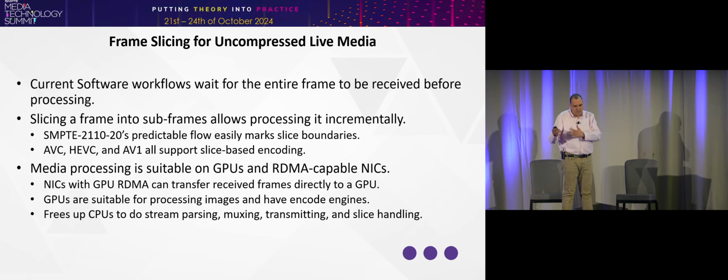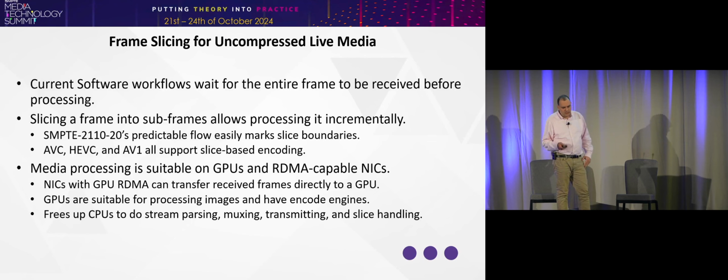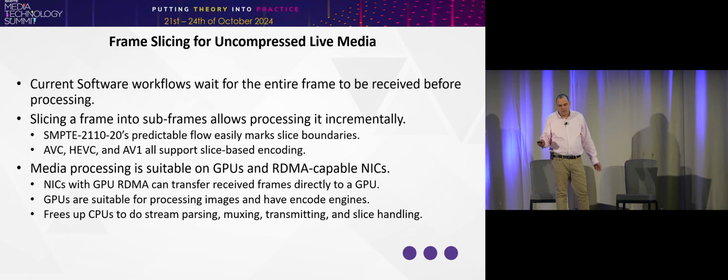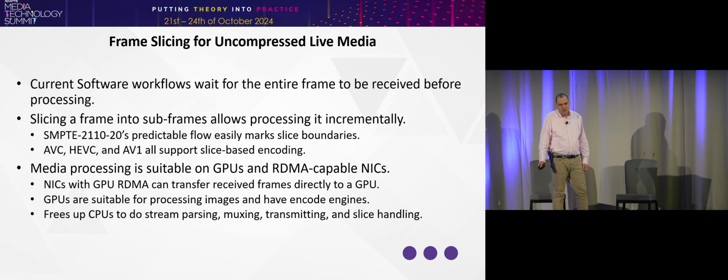So we can pipeline this and not have to wait for the entire frame, which reduces latency, and I'll demonstrate this in an illustration. In many pipelines, ultimately you want to encode. We get an uncompressed frame, and in this case, we want to encode it into some compressed formats: AVC, HEVC, AV1. Those three support slice-based encoding.